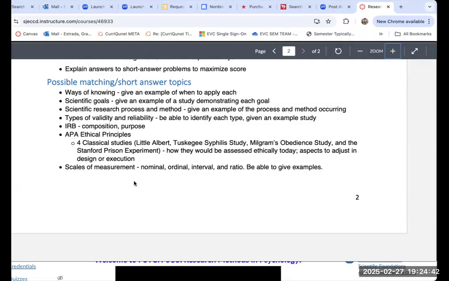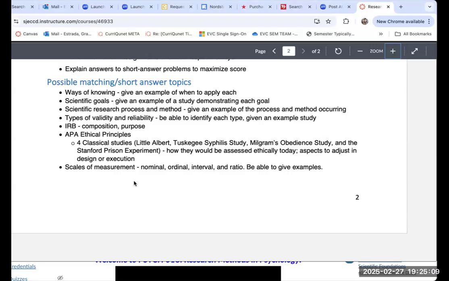The APA ethical principles, so there are 5 of them, as I mentioned. That makes it a really nice, easy matching potential. Make sure you know what the principles are. Give me an example of how one would be applied, or you might have to connect it with one of those 4 studies. So think about that discussion, I think it was discussion 2, where we talked about the ethical principles. You might want to review that one.